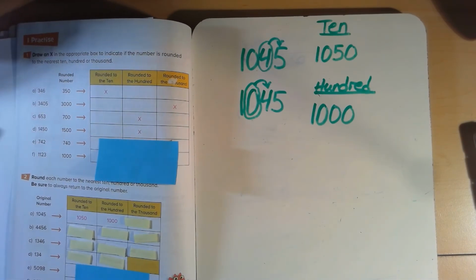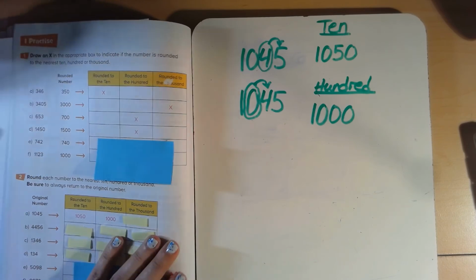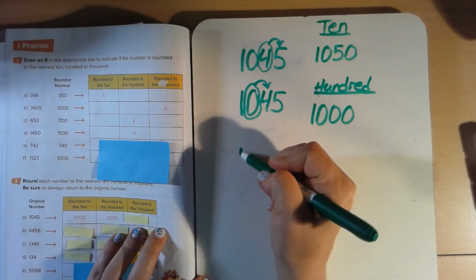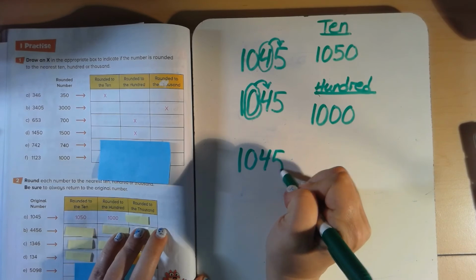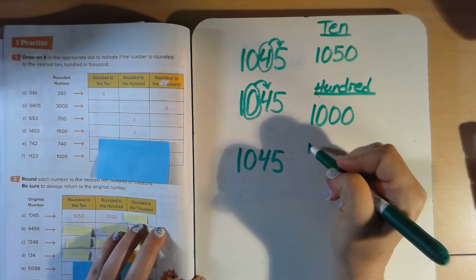You might not get it the first time, and that's okay. It's just practice, right? And we just keep practicing until we get it. Let's try this again. We have 1,045. And I want to round to the nearest 1,000 position.